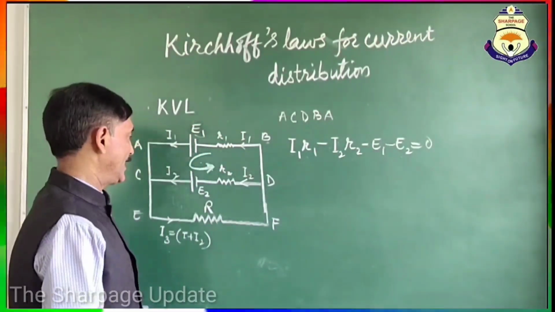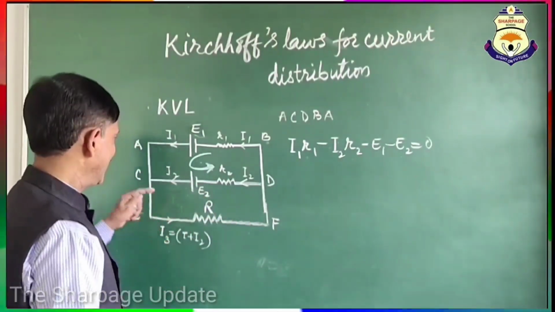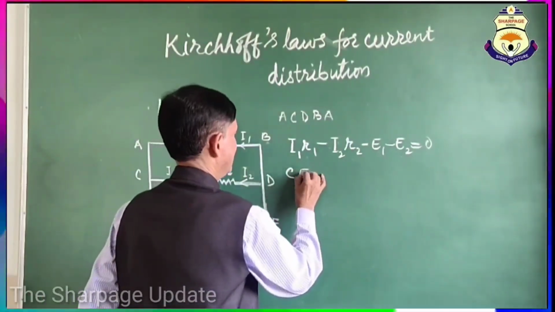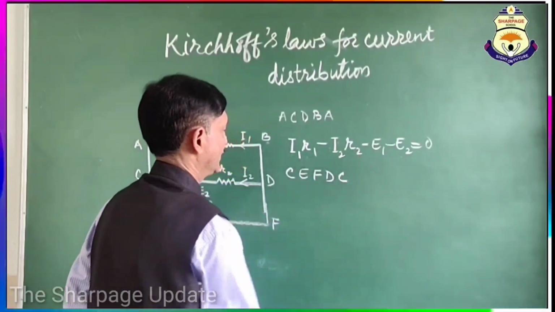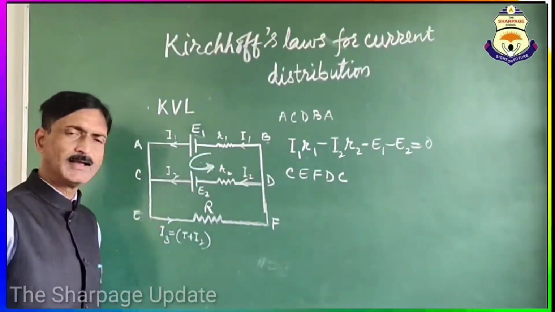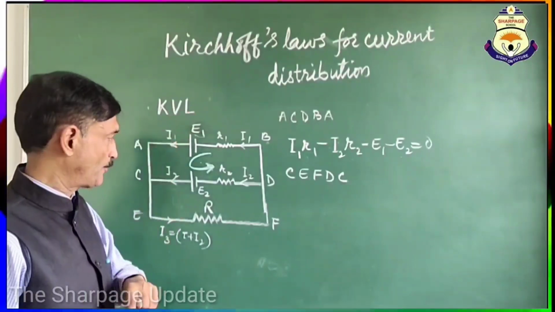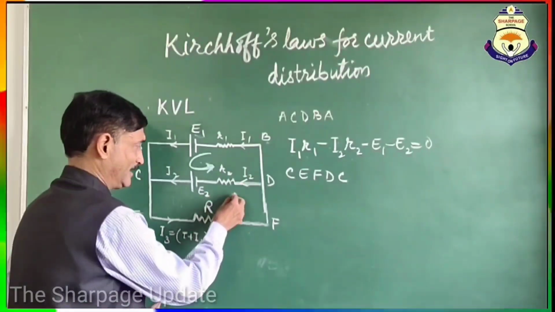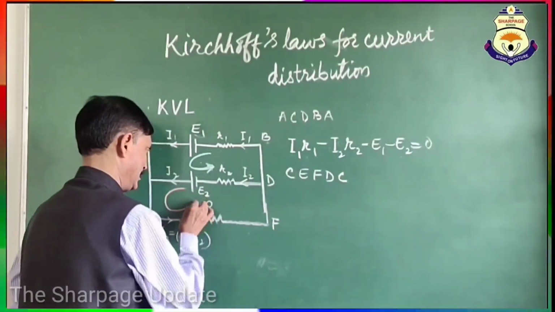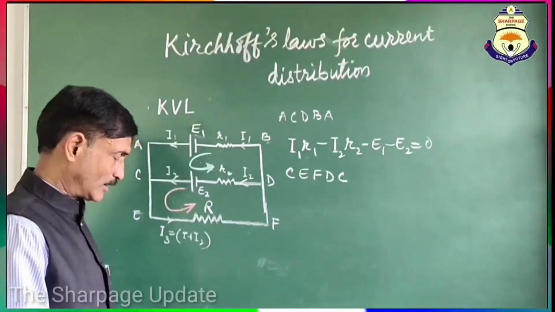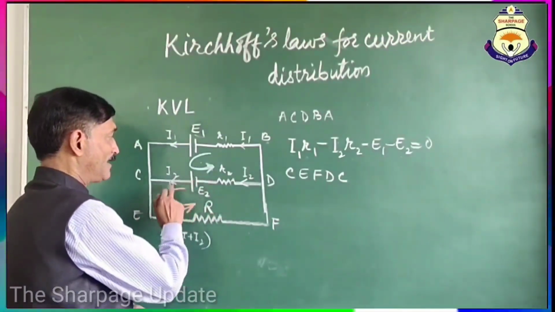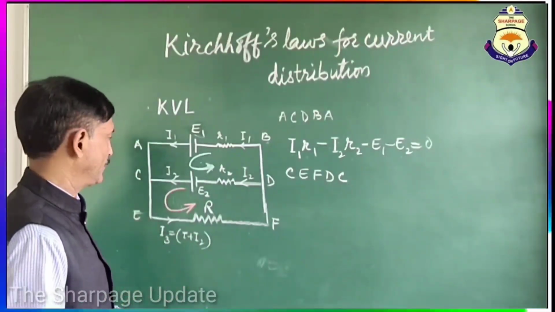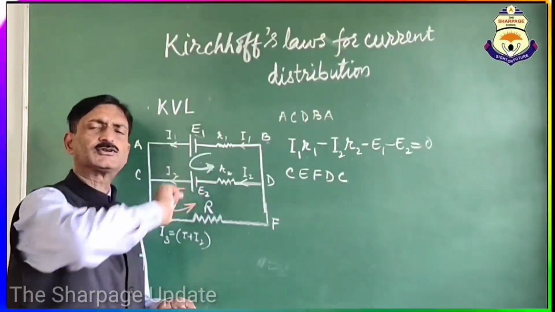Now in this closed circuit, C, E, F, D, C, by Kirchhoff's voltage law, we can write. Here in this closed circuit, the direction of current is in this way. So according to Kirchhoff's voltage law, the product of I2 and R2 can be taken as positive because I2 is flowing in the direction of electric current.